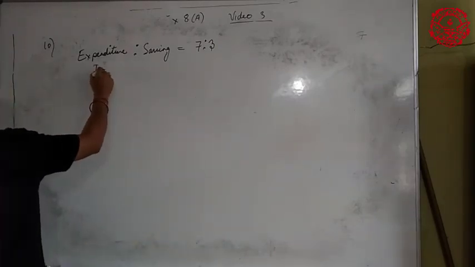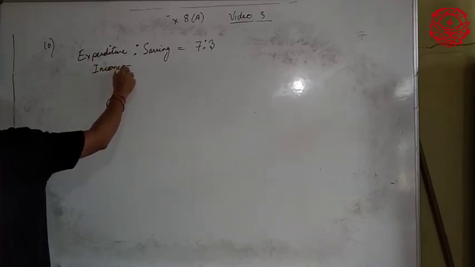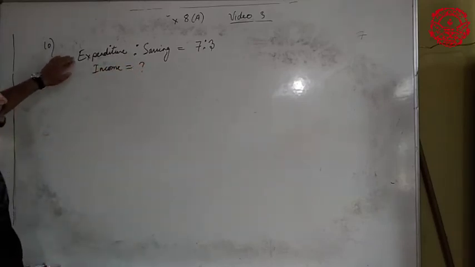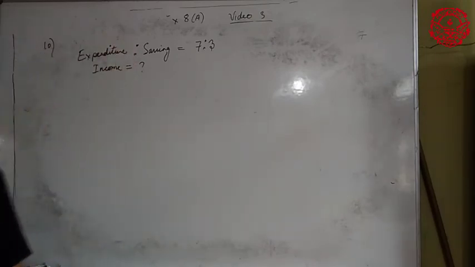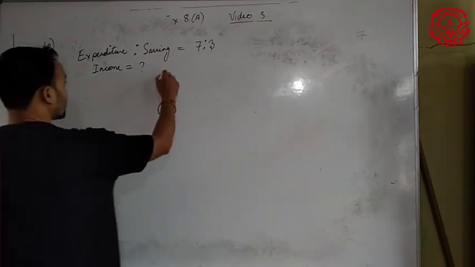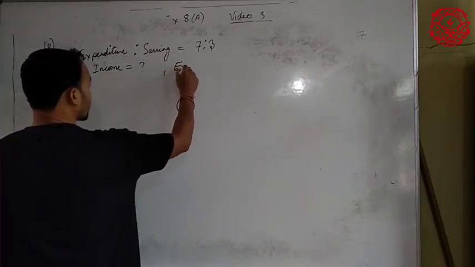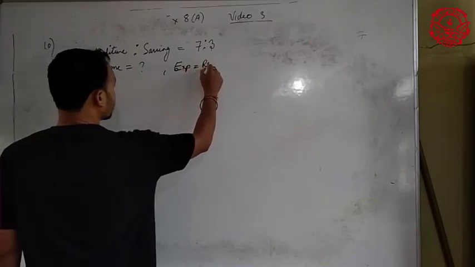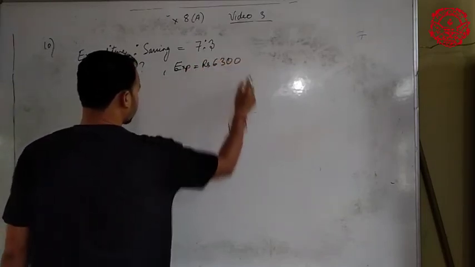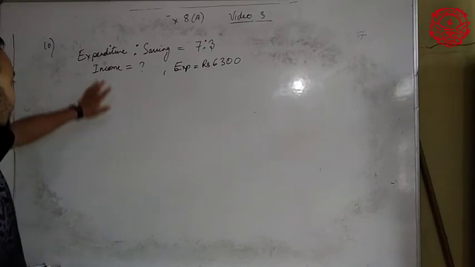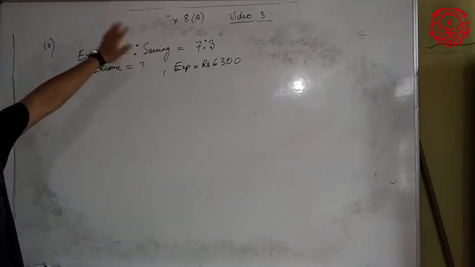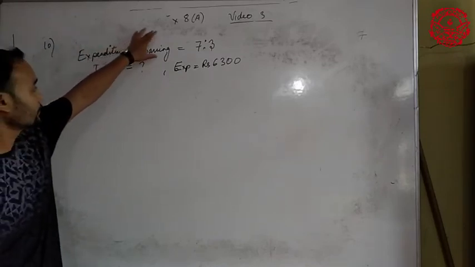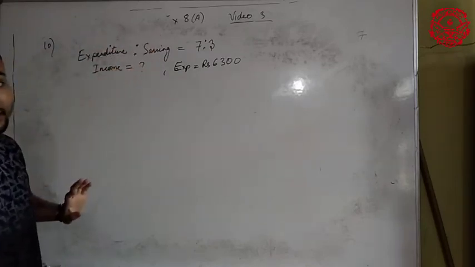Income we don't know. If we find the income, only then can we find the expenditure and the savings. But one thing is given. Expenditure is 6300. Expenditure (EXP) is rupees 6300. See, income is what? Income is expenditure plus savings. If we can calculate the savings, then we can easily calculate the income.